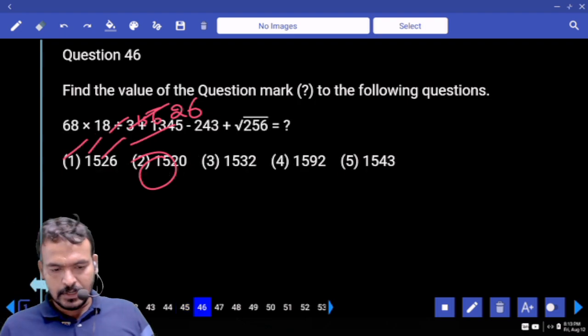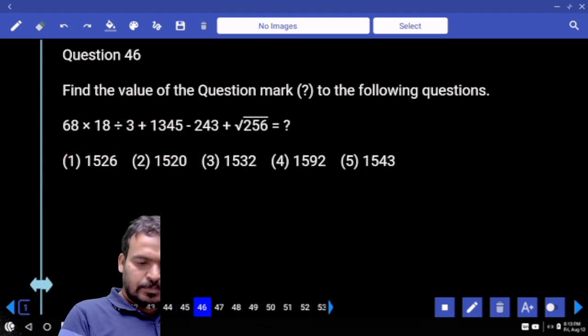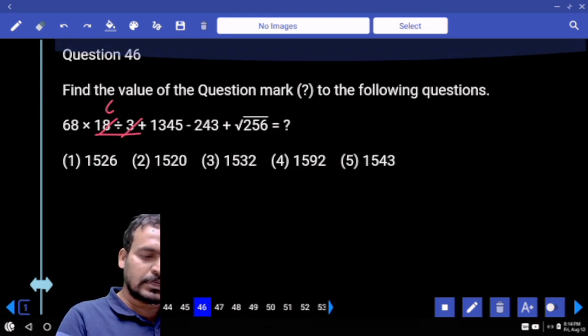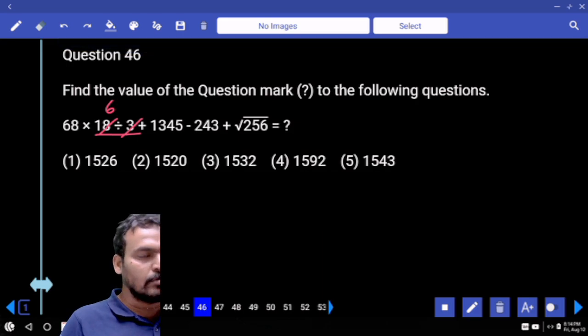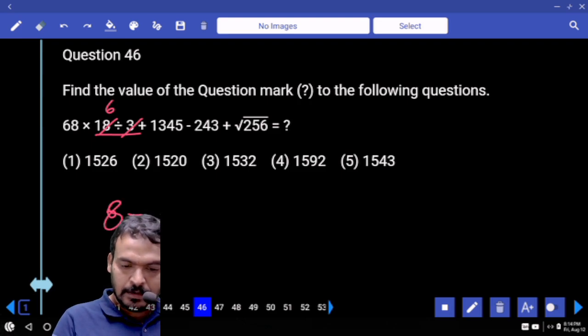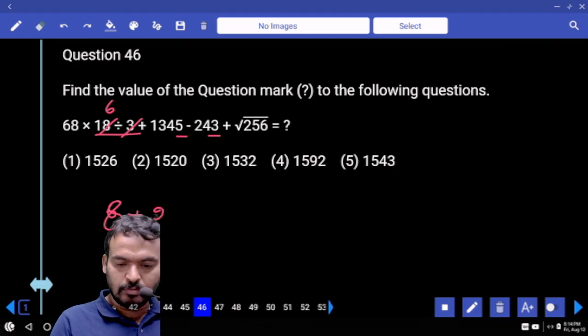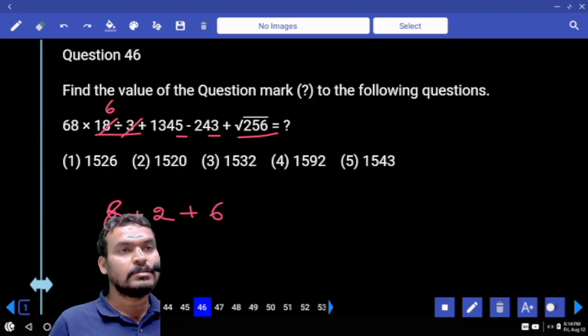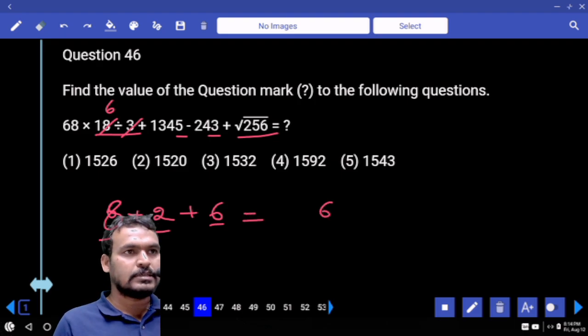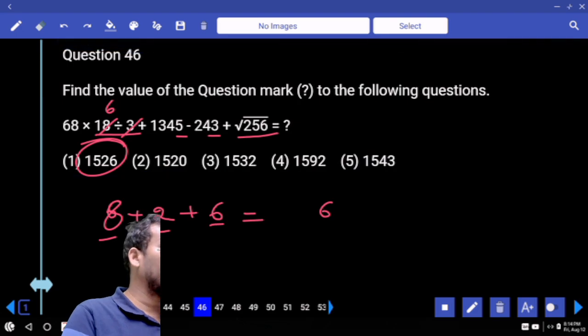Next question number 46. First priority, 18 divided by 3 or not? How many times? 6 times or not? 68 into 6. End with 6 or not? Sorry, end with 8. Plus 5 minus 3, 2. Plus square root of 256. End with 6 or not? 6 plus 2, 8. 8 plus 8, 16. End with 6. How many options? Only 1.